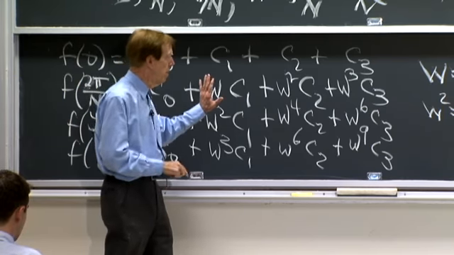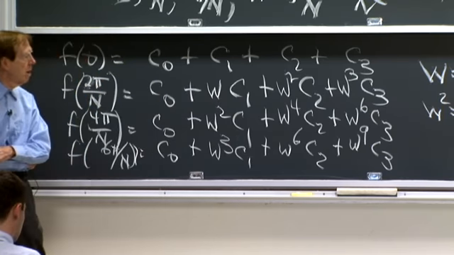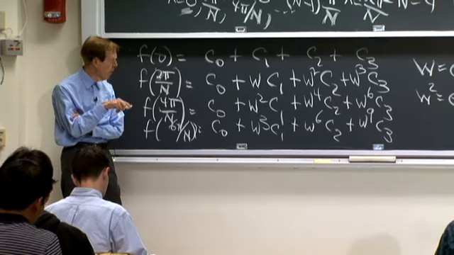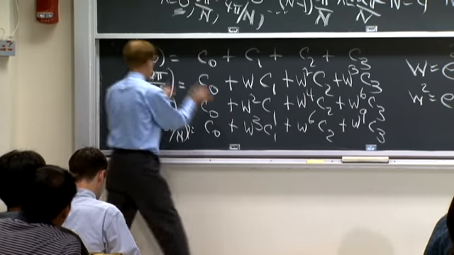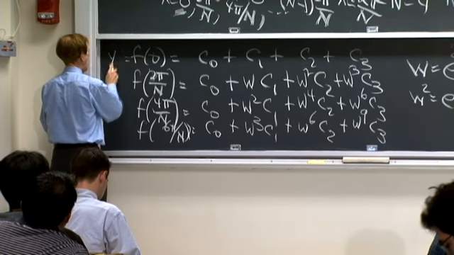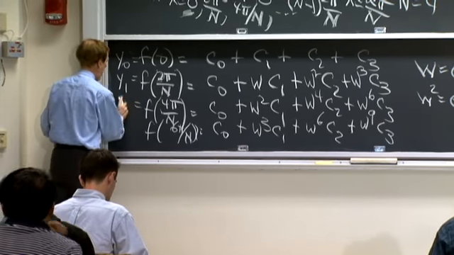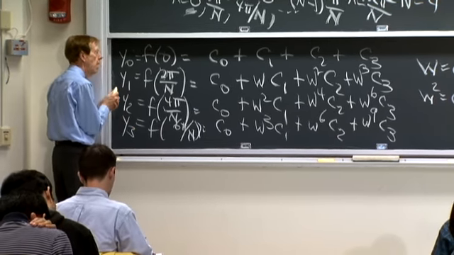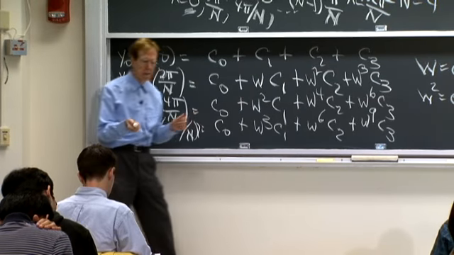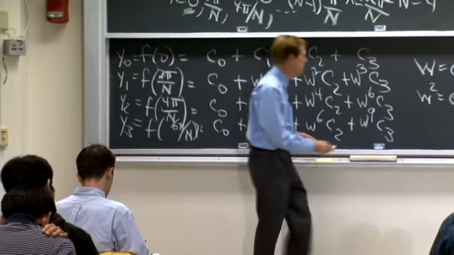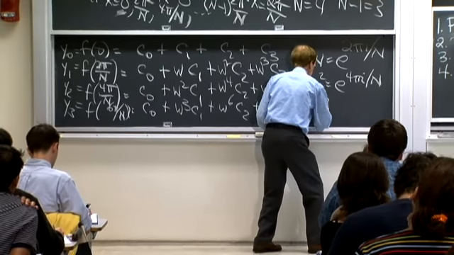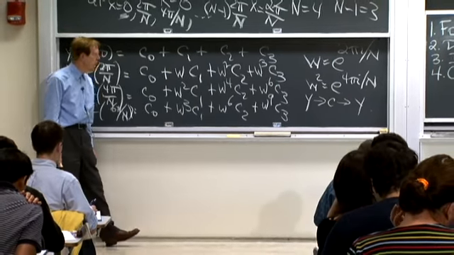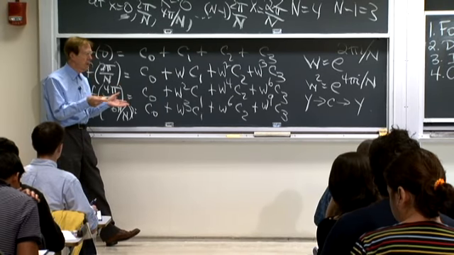Now I want to pull out of that the matrix, the Fourier matrix, the 4 by 4 Fourier matrix that multiplies the c's and gives me the f's. Let me call these numbers y0, y1, y2, and y3, so it's a vector of values of the function, and this is a vector of coefficients. So the Fourier transform goes between y's and c's. It connects a vector and all these guys.